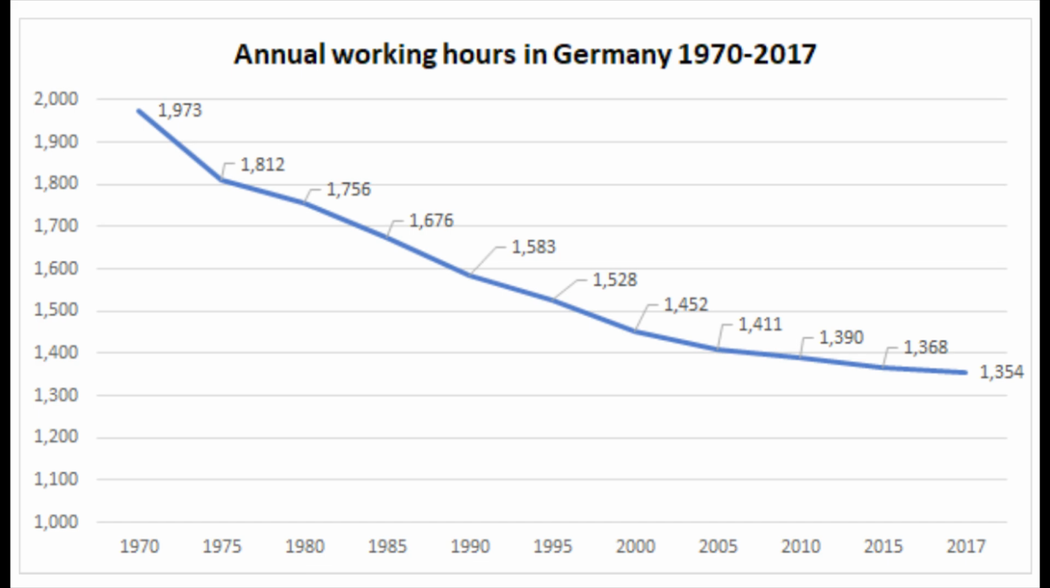The lowest value is around 1,300, which is in 2017. On the contrary, the second lowest value is 1,370, which is in 2010. In conclusion, if this trend continues, working hours will be lower in the future.